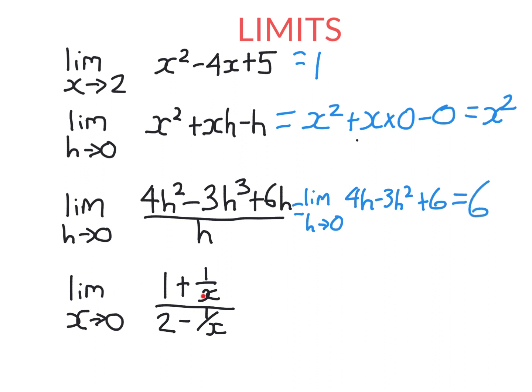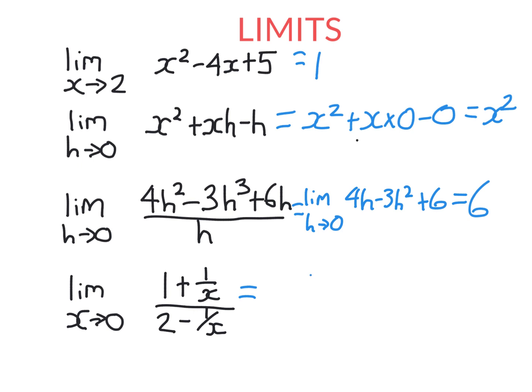So let's look at this one here. We're taking the limit as x approaches 0 of this function of x, but again, we can't substitute x for 0 because then we would have a division by 0 error. So we're going to manipulate this function. What we're going to do is combine top and combine bottom into a single fraction.